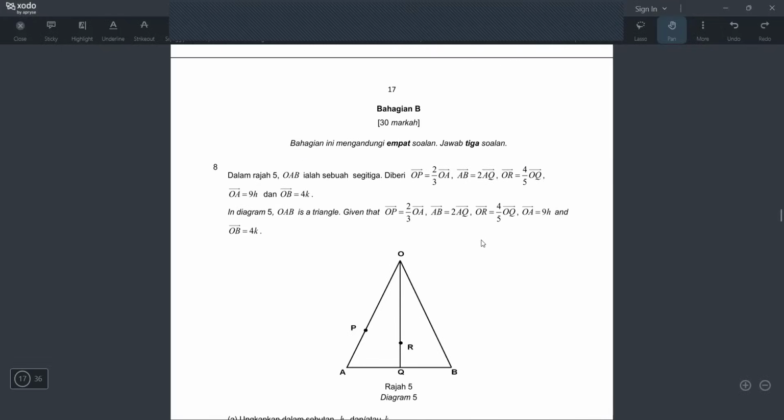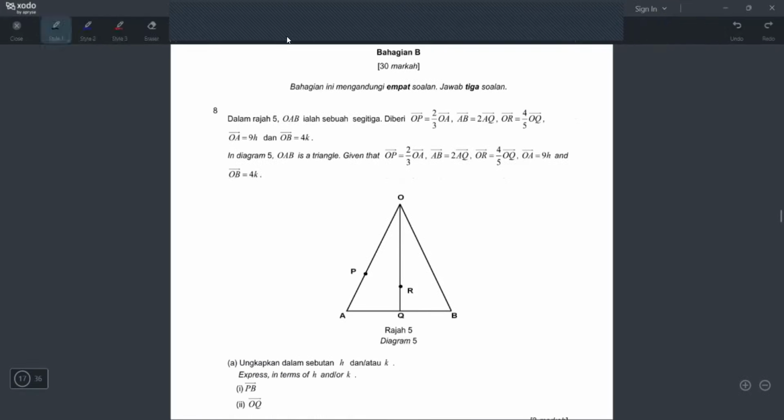Okay, now we are at section B. This section contains 4 questions, answer 3 questions. But I will answer all 4, because I want to. This video is to help you do revision, right? So I will do all of it. But in the exam, don't do all of it.